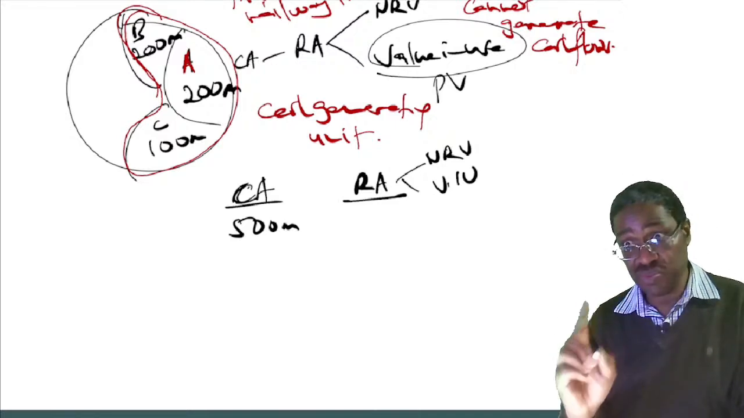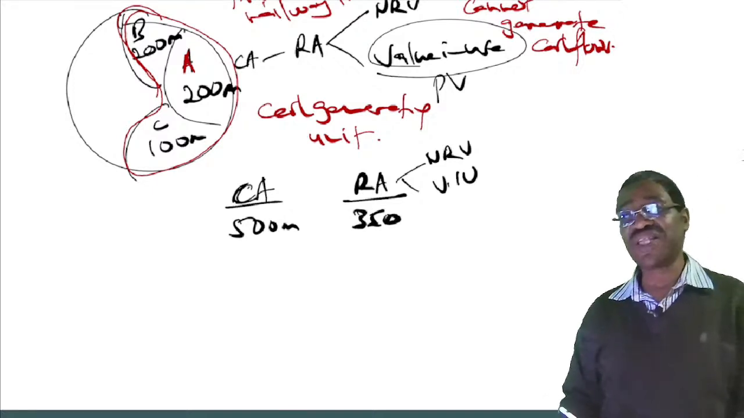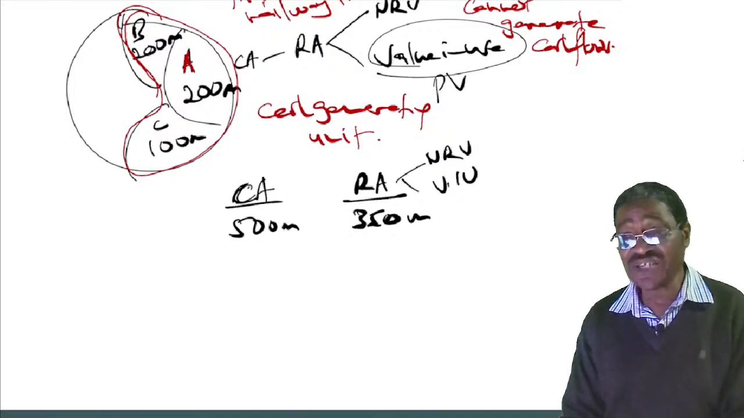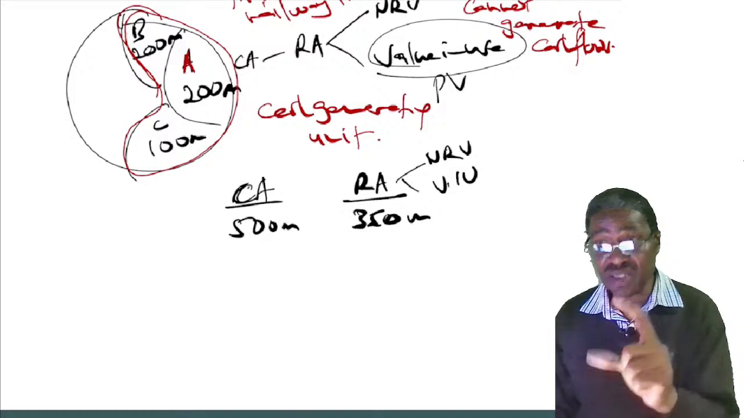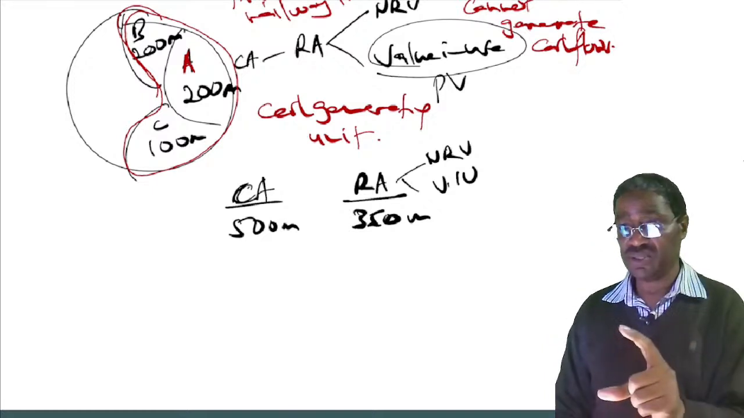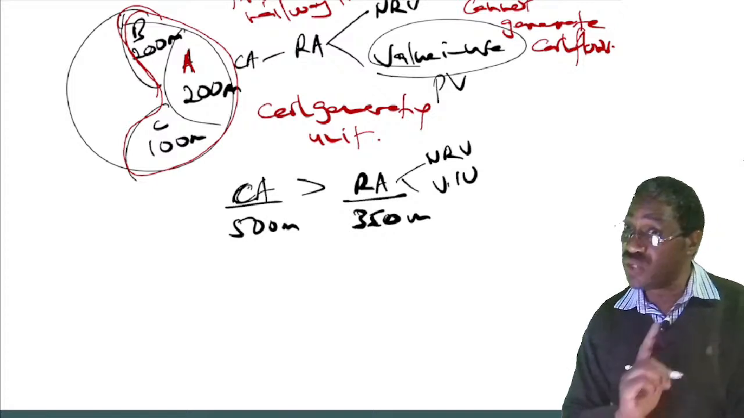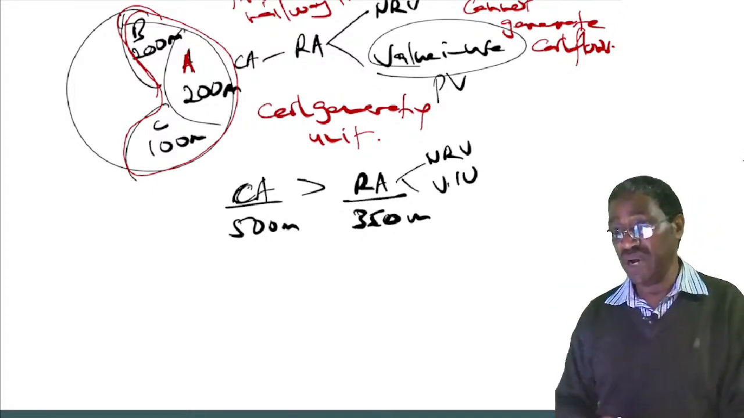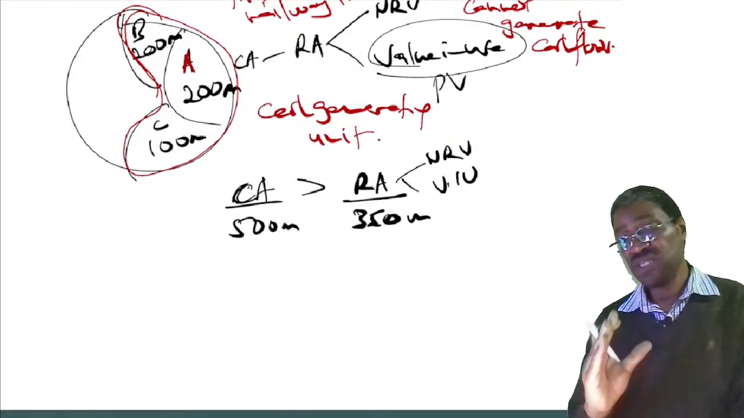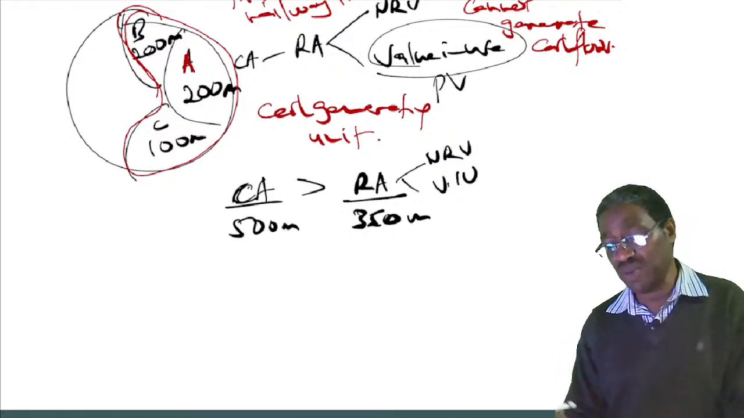Let us assume that you get a recoverable amount of 350 million. Once you get that 350 million, you have to ask yourself, has the unit, not the asset, suffered? Yes. Why? Because the carrying amount of the unit is higher than its recoverable amount. The carrying amount of the unit is 500. The recoverable amount is 350.